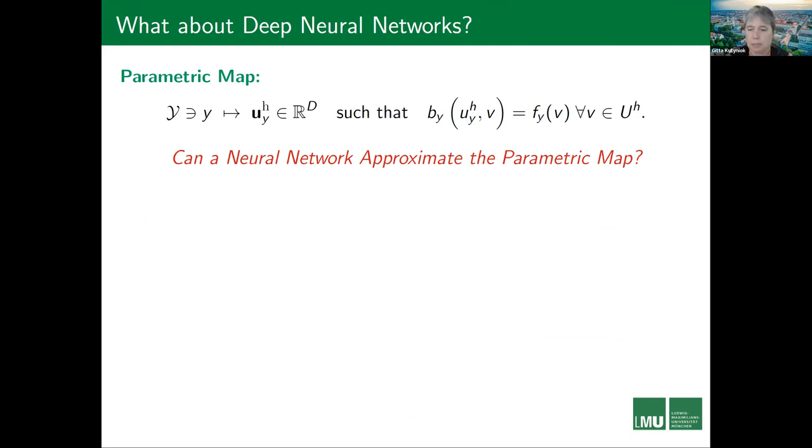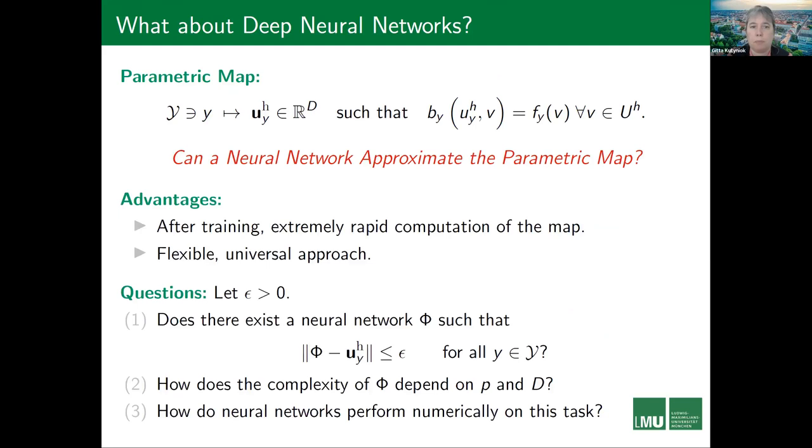And what do we mean by this? And what do we expect and hope for? Well, first of all, if we can do that, we will get a neural network which extremely fast computes, for each new parameter, the corresponding coefficient vector. I have a very flexible approach, and hopefully it also beats the curse of dimensionality.